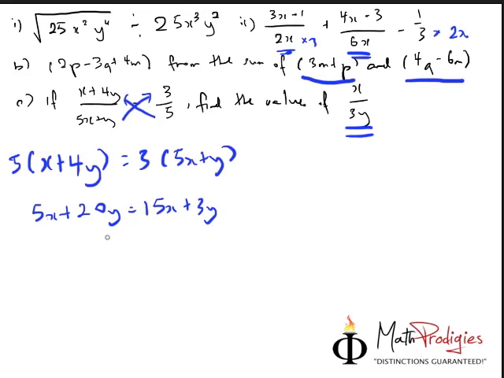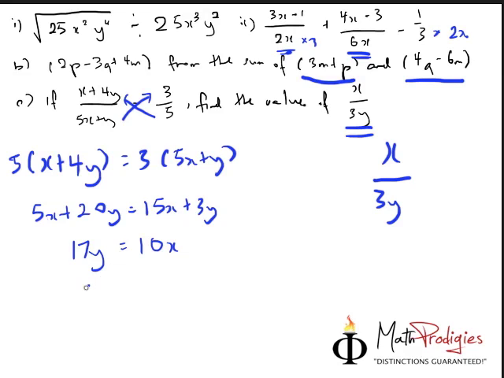So what do you have in the end? You bring 3y over to the side, it becomes 20 minus 3y, you get 17y, equals to 15x, you bring over 5x, you get 10x. Therefore, you get 17y equals to 10x. Okay, now, how do I do this? I want to find x over 3y, you know. So, what can I do?